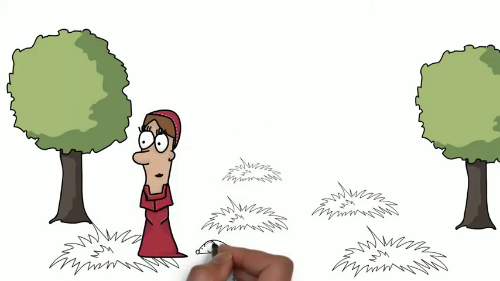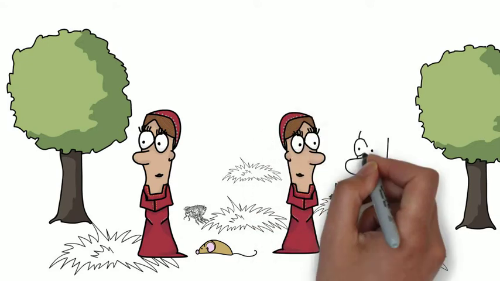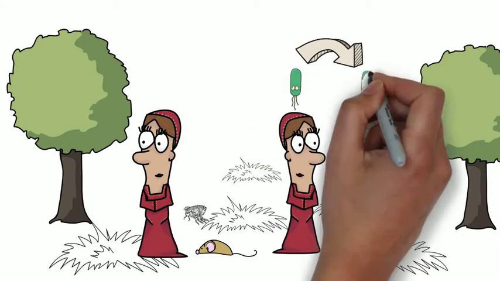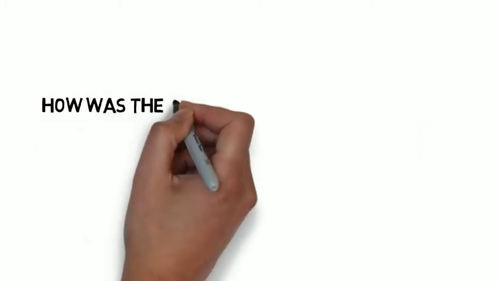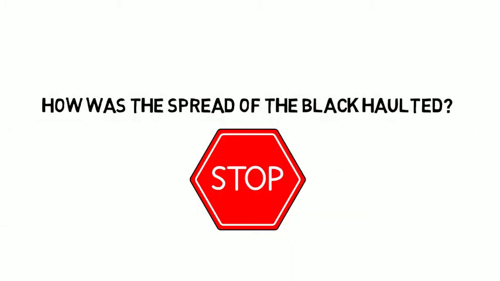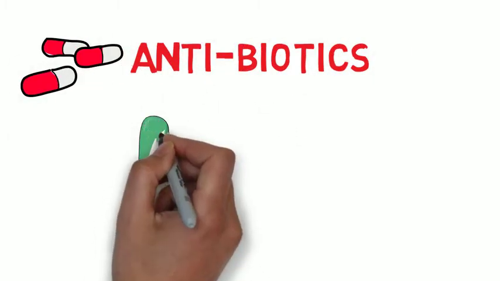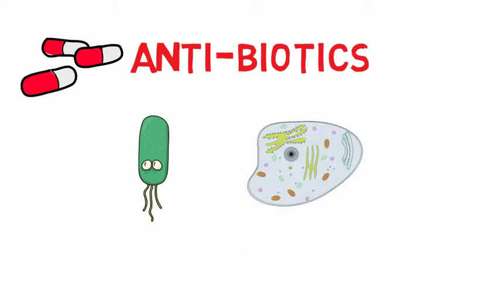The plague spread rapidly through flea bites and person-to-person contact, causing the death of 25 million people in Europe. So what halted the spread of the Black Death? Antibiotics. Antibiotics make sure that the bacteria is targeted while the human cell remains unaffected.